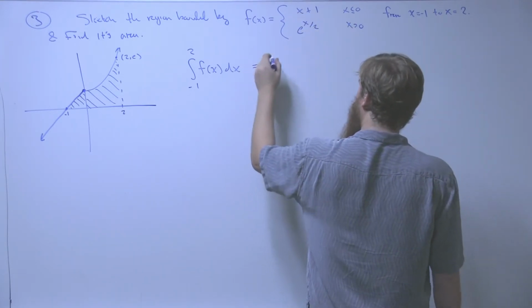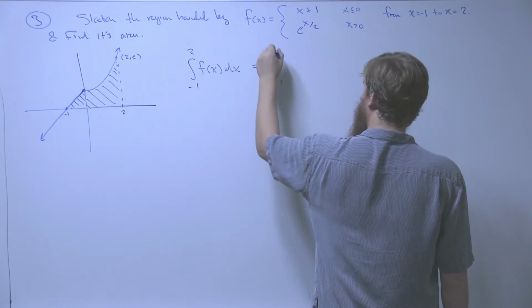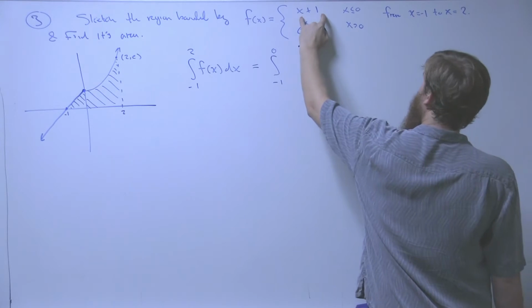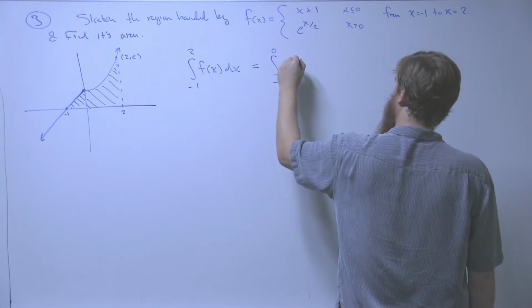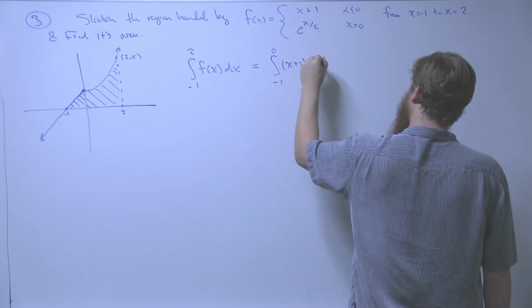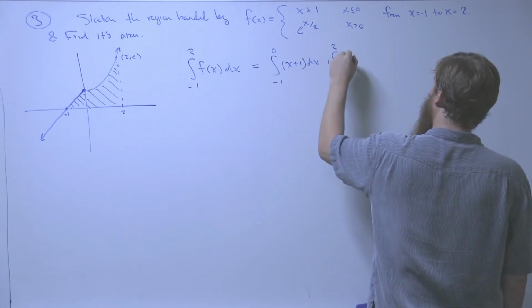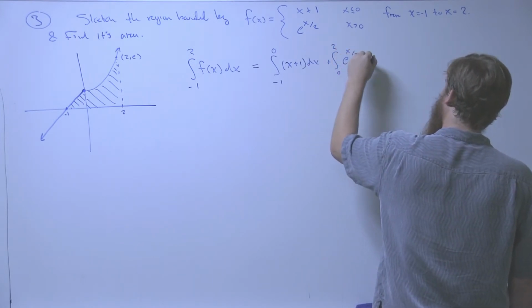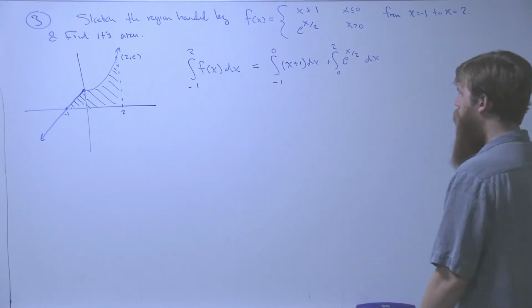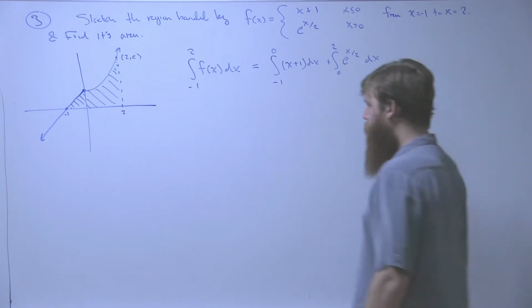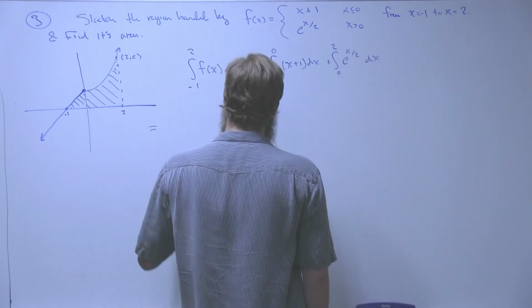So we'll split the integral at 0, from -1 to 0. Everywhere on that interval, -1 to 0, the thing looks like x plus 1. And from 0 to 2, the thing looks like e to the x over 2. So now it's our task just to compute these guys. The first integral follows from the power rule.